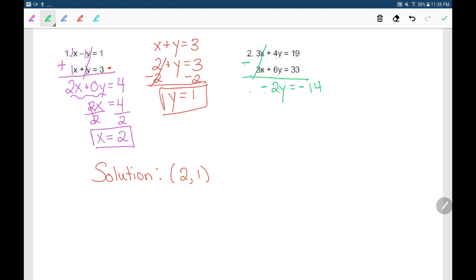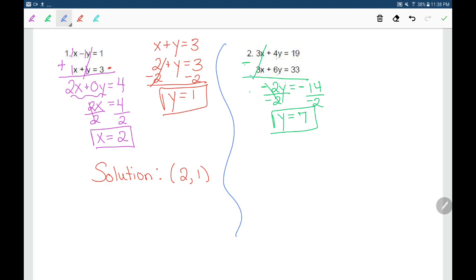Okay, to get y alone, we've got to get rid of this negative 2, so we're going to divide on both sides of our equation. Negative 14 divided by negative 2 leaves us with a positive 7. So we're not done though. Just like in the last problem, we've got to find our x.